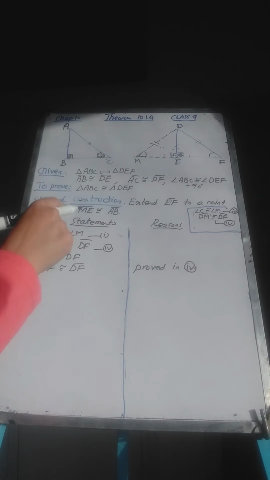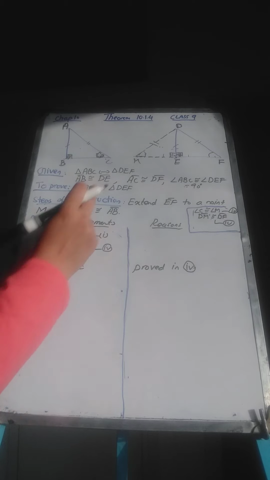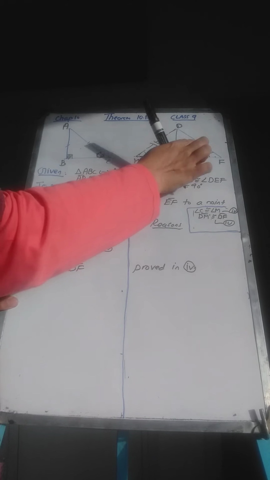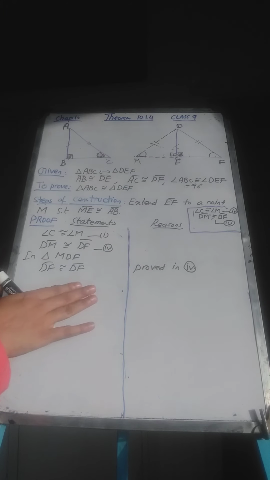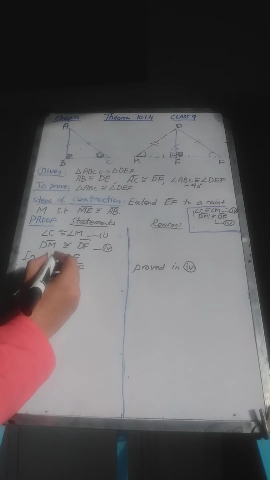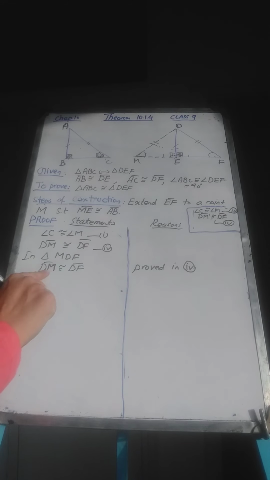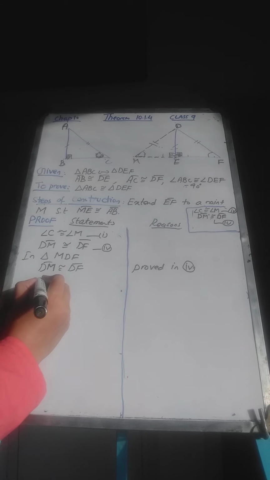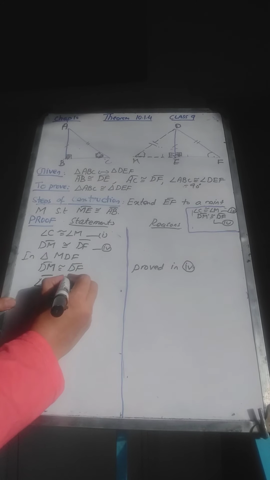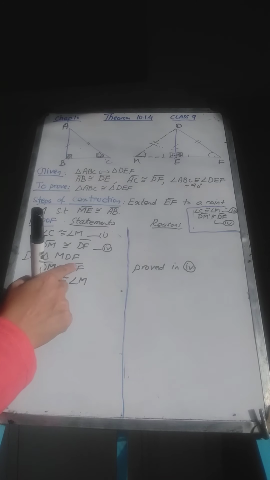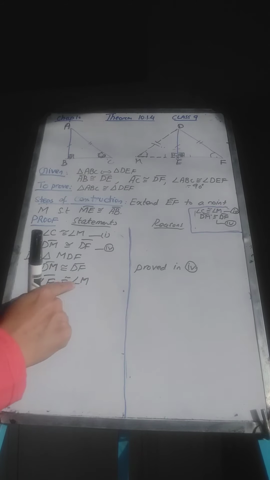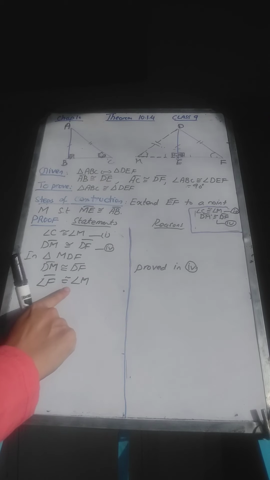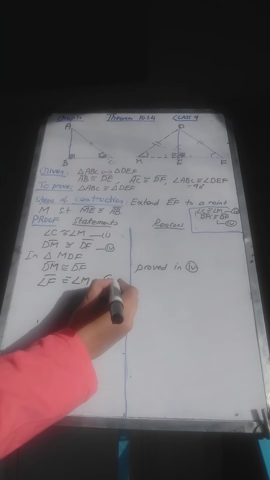These two angles are also going to be the same. As these two sides are congruent, the angles opposite to the congruent sides of a triangle are always congruent. So as DM is congruent to DF, therefore angle F, which is opposite to DM, will be congruent to angle M, because it is opposite to DF. So as these two sides are equal, the angles opposite to these sides will also be equal. Angle F is congruent to angle M. Mark this equation as 5.